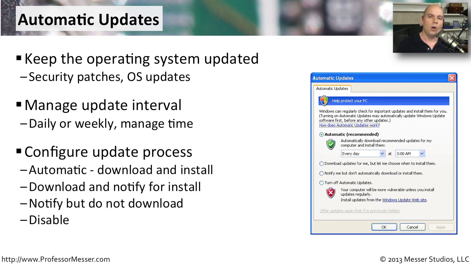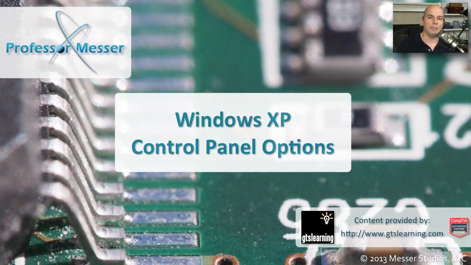And then you can determine what Windows does if a new update is available. Does it automatically download and install that update? Maybe you'd like it to download, but then prompt you for the update. Or maybe it doesn't do anything. It just notifies you, and then you'll determine if the information is downloaded and then installed. And if you don't want any updates on your computer at all, that's certainly not recommended, but it is an option. You can disable this capability completely.